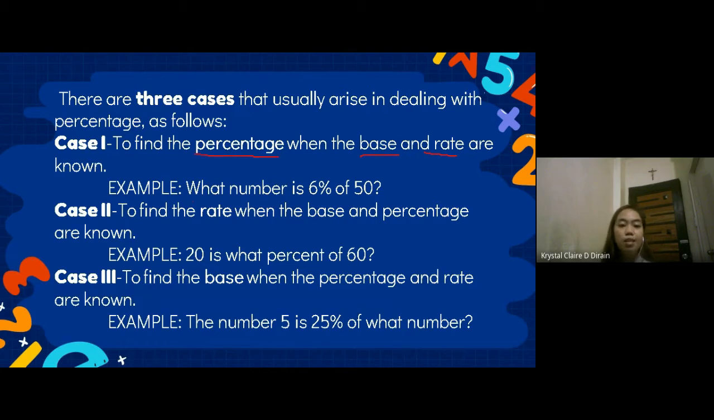So just like this example. Number 2 is when the base and the percentage are known, and we will now just look for the rate. So just like this one. This is the base and this is the percentage. Case number 3 is when percentage and the rate are known, and we will now look for the base. So this one is the rate and this one is the percentage.